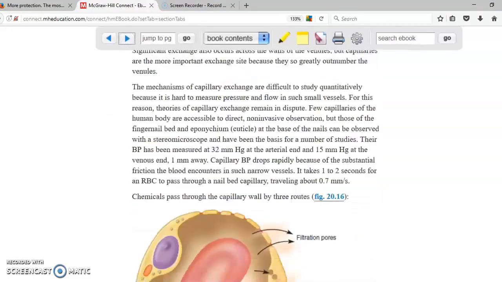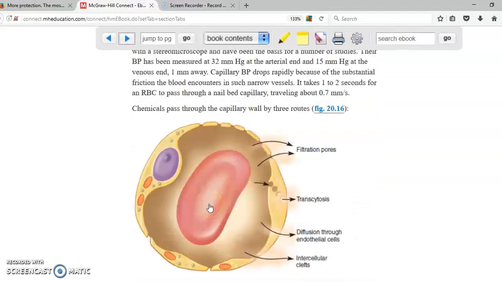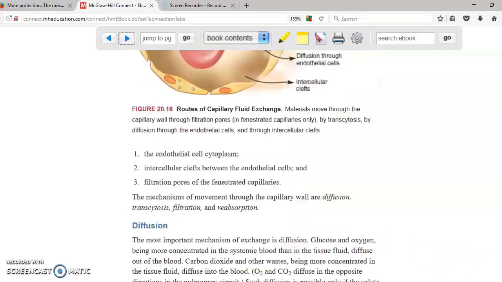So if we scroll down, main processes by which the substances can come out of your red blood cells into the cells that you have in your tissues, or vice versa, from your tissues into your blood, they're going to be the filtration pores, transcytosis, in which the endothelium, the cells that you have in your capillaries, will capture some molecules and then they will be released on the other side. Obviously, diffusion is a very important process, right, as well as allowing of substances to pass through intercellular clefts. So those are the main concepts.